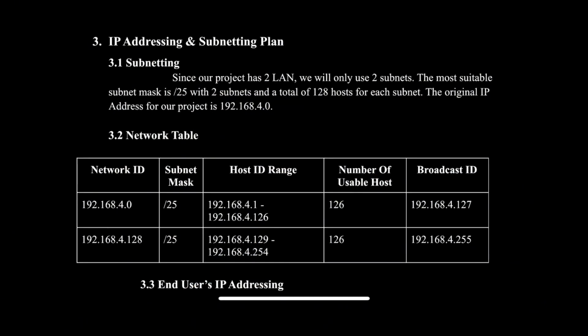So for our next part, I'm Sophie. I will be presenting about the IP addressing and subnetting plan. Since our project has only 2 LANs, we will use only 2 subnets, and the most suitable subnet mask for our 2 subnets is /25, and each subnet has a total of 128 hosts.